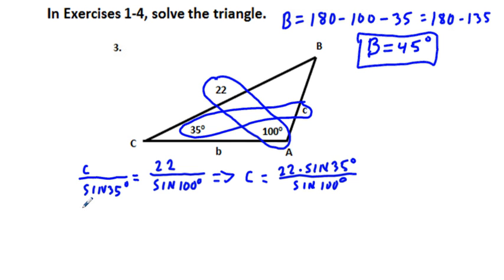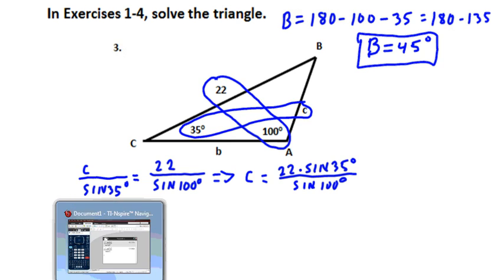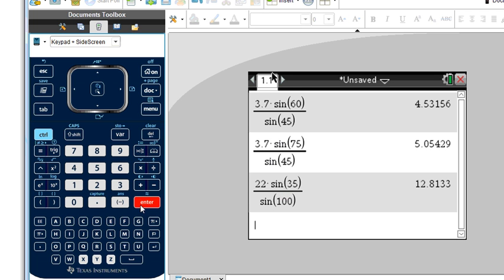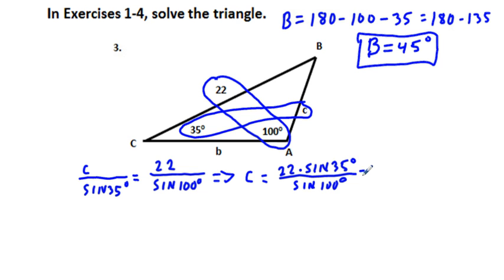So we go ahead and go to our calculator. We have 22 times sine of 35 degrees over the sine of 100 degrees. And we have 12.813 as our length. So let's go back here. So C is approximately equal to 12.813. So that'll be our answer to side C.